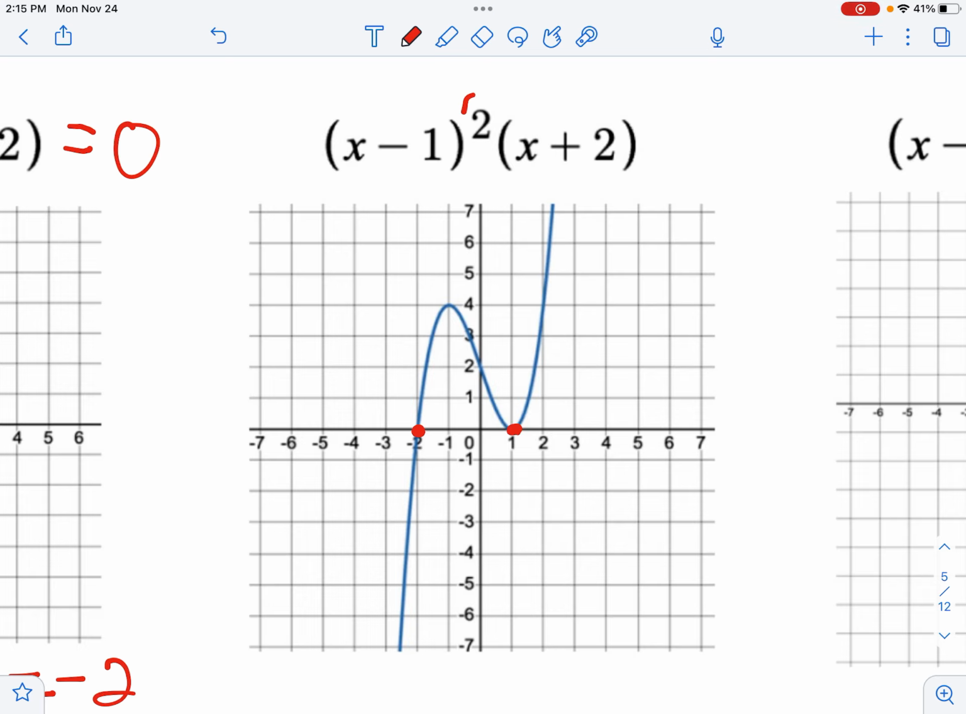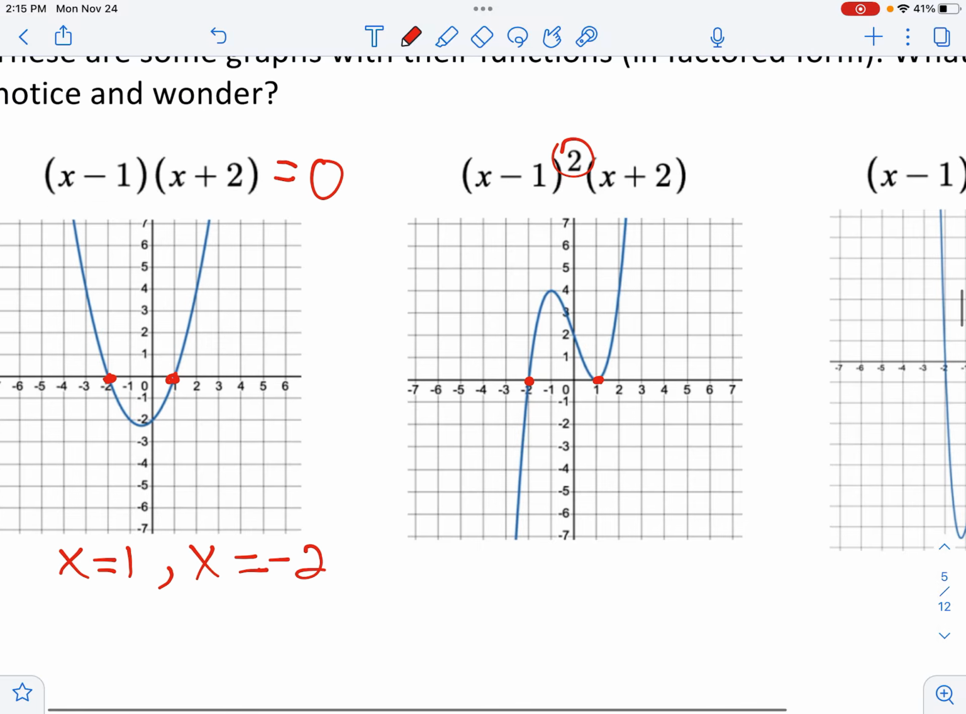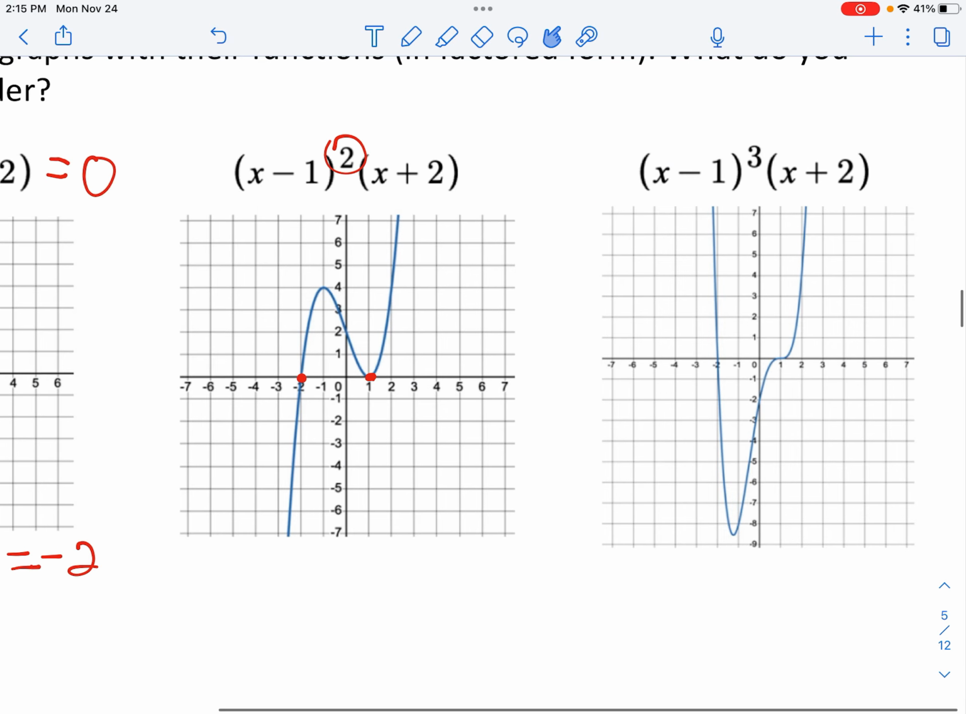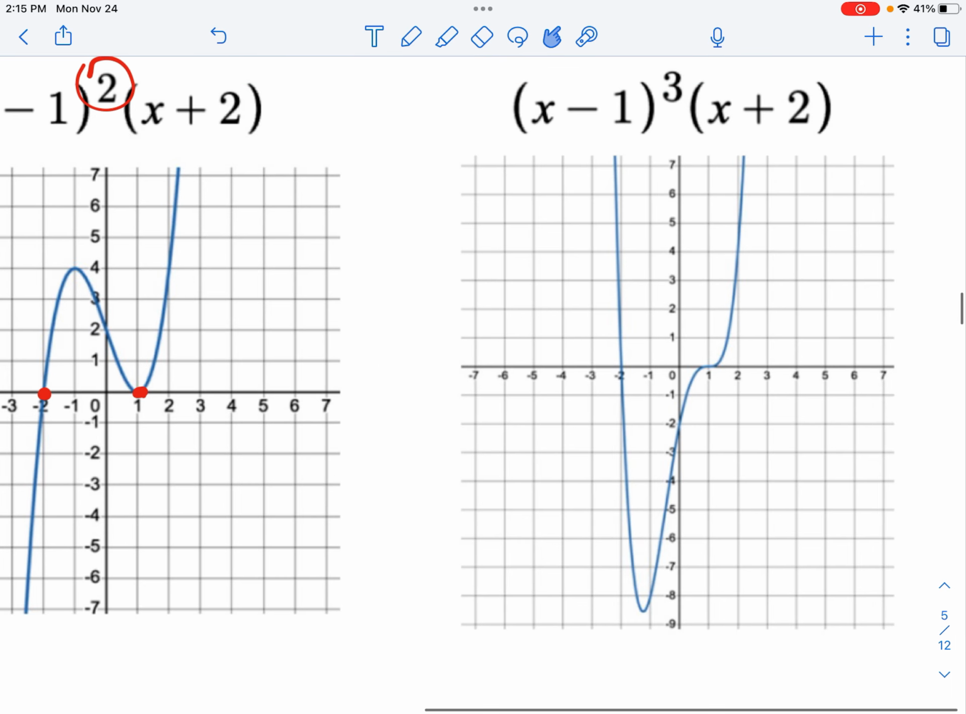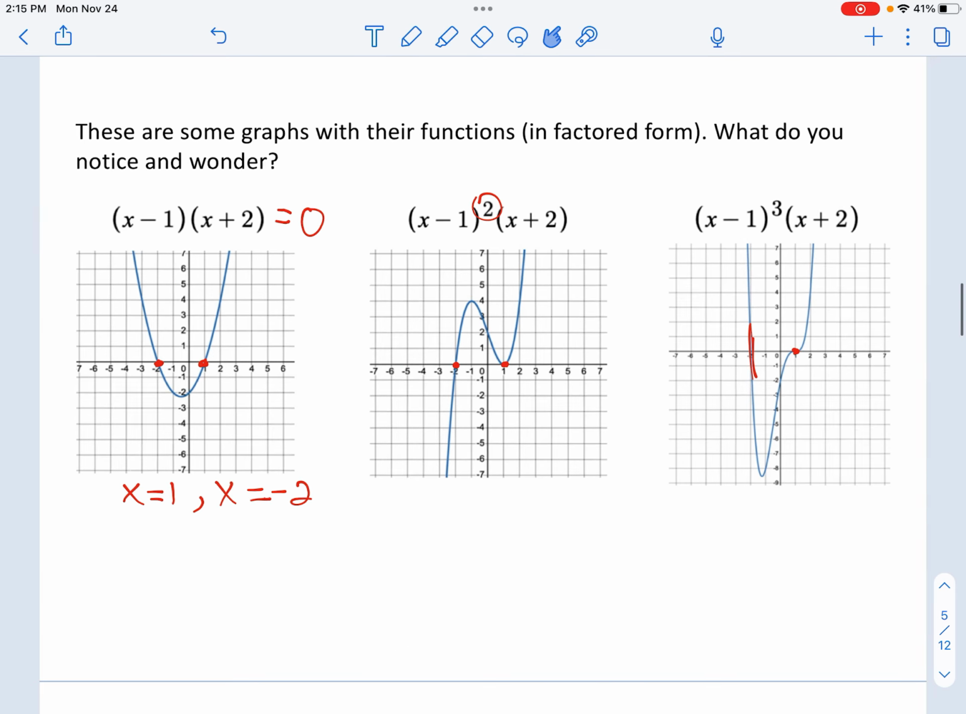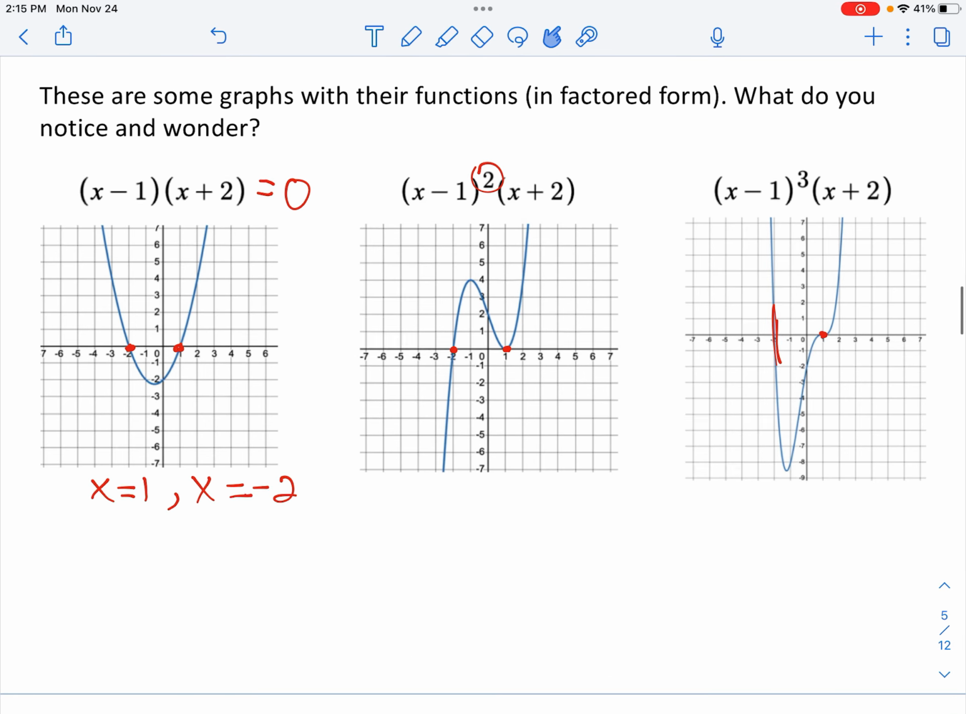And this time there's an exponent on that, and instead of crossing the x-axis, it does something else. It looks like it kind of bends back away from it. And then over here, I've got -2 and 1 again. This one just kind of does something weird at 1. It looks like it sort of bends around there. And this one just crosses like normal. Okay, so we're going to analyze those things a little bit more deeply.